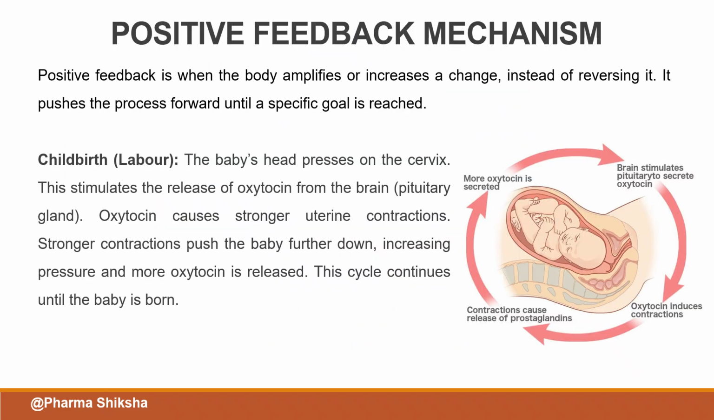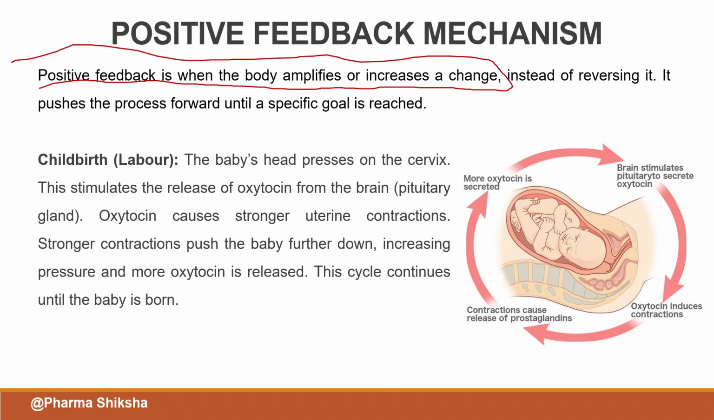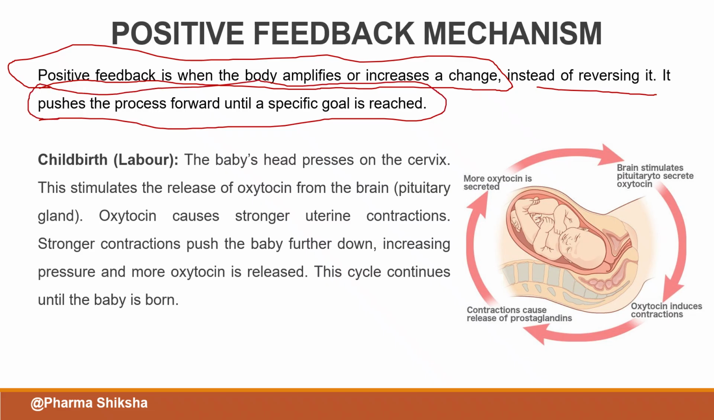The second feedback mechanism is the positive feedback mechanism. In the positive feedback mechanism, the body amplifies or increases a change. So instead of opposing the change, here it will be reinforcing it, pushing the process forward until a specific goal is reached. The best example here we have is childbirth.